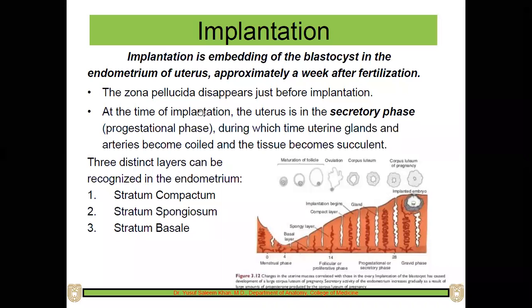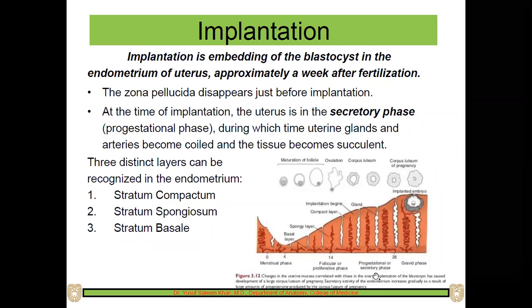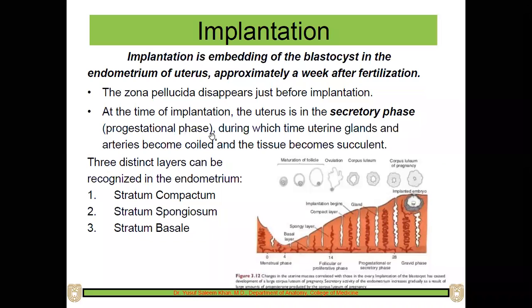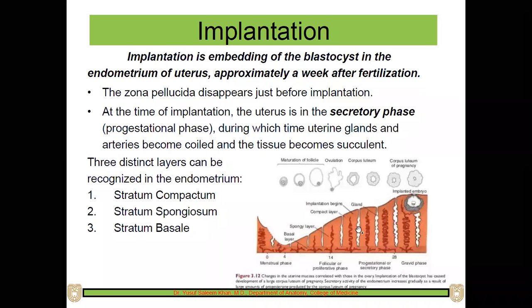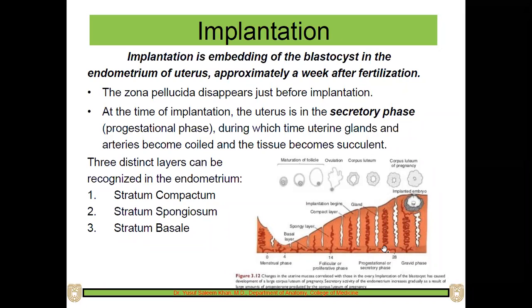At the time of implantation, the uterus is in the secretory phase. As I said, it is the secretory phase, that is the progestational phase, during which the uterine glands and the arteries become coiled. As you can see here, there is high coiling of the uterine glands as well as the arteries, and the tissue becomes succulent, that is, it becomes thick and ready for the implantation.